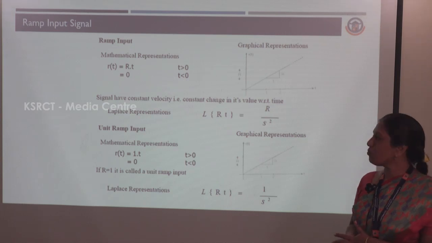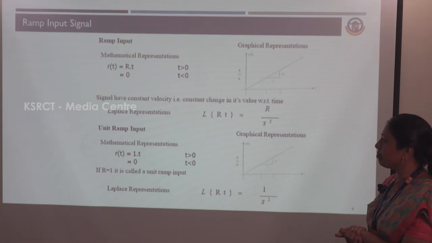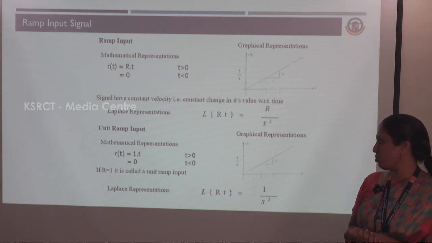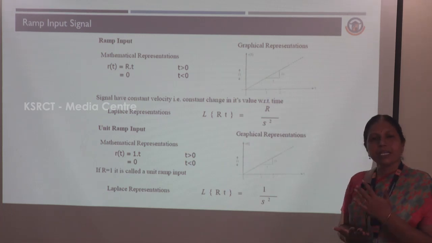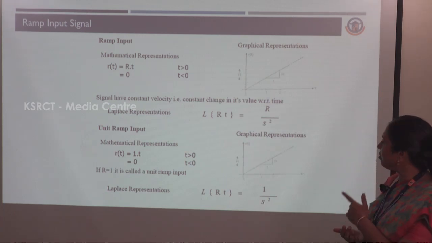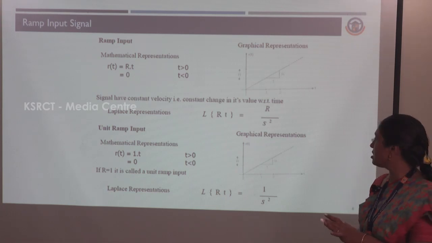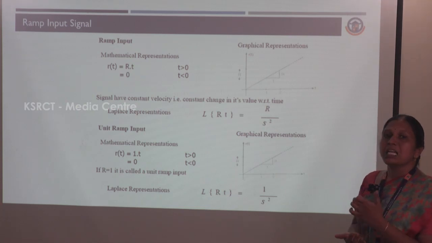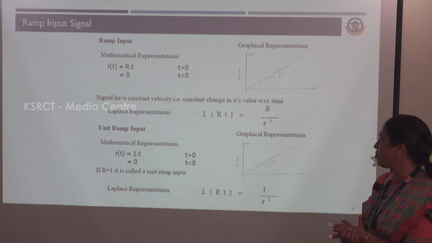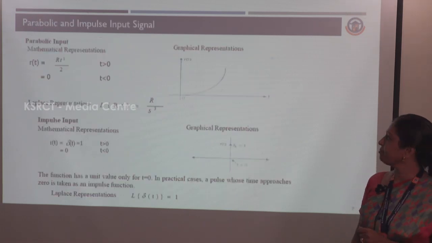The Laplace transform of the ramp input is R divided by s square. And for the unit ramp input, the ramp value will be 1, that is R of t equal to t when time is greater than 0, and R of t equal to 0 when time is less than 0. The Laplace transform of the unit ramp input is 1 by s square.